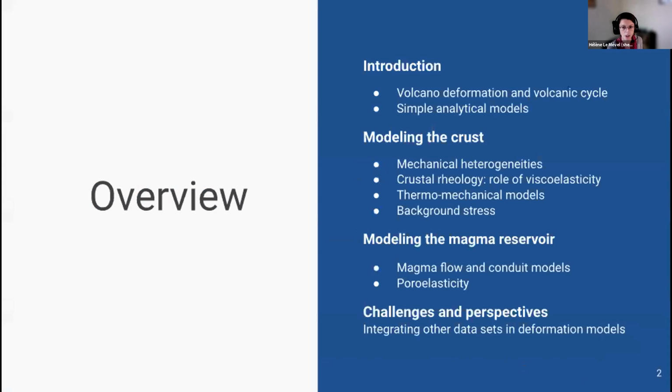Okay, here's an overview of the talk. First, I'll give a brief introduction and present some simple analytical models. Then in the first part, I will focus on modeling the host rock around magma reservoirs. We'll look at different parameters that affect the crustal deformation. In the second part, I'll focus on modeling the magma reservoir itself. And again, I'll show a variety of examples and highlight some important contributions. And finally, in the last part, I'll talk a bit more about integrating various data sets to deformation models and about future challenges and perspectives for modeling.